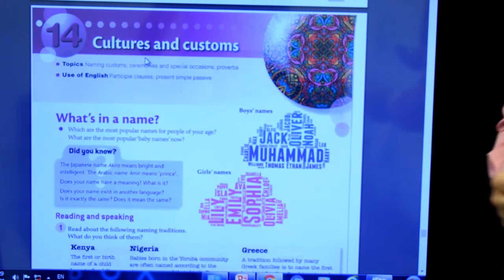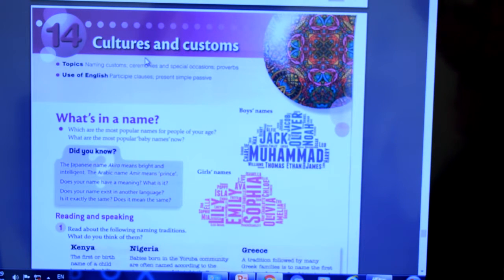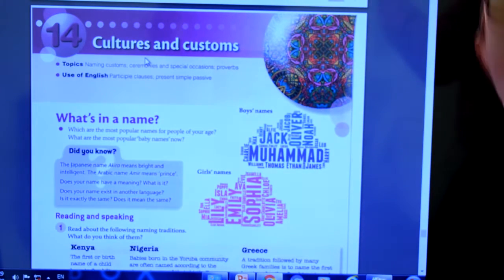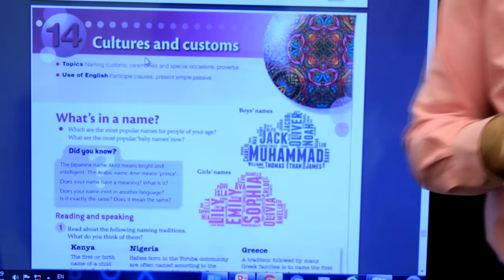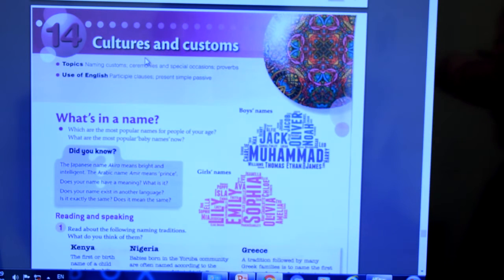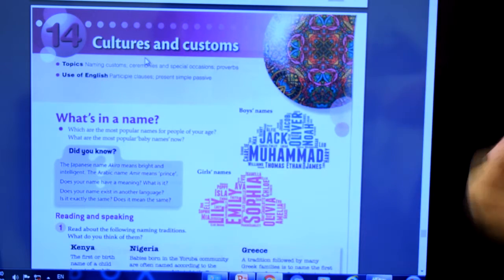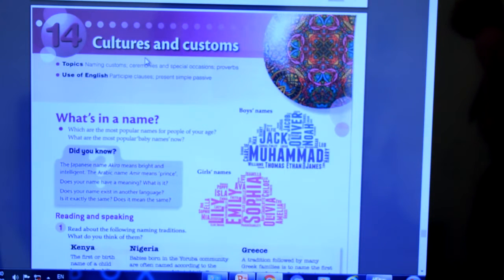Think about the cultures and customs in Saudi Arabia. Think about the customs and traditions in other Arab countries, even in European countries. Do they look the same? Do they have the same things? Do they have things in common? And what are the different things inside each culture from other ones?